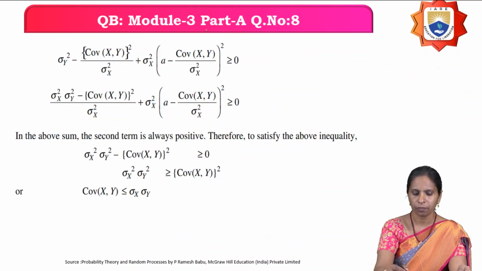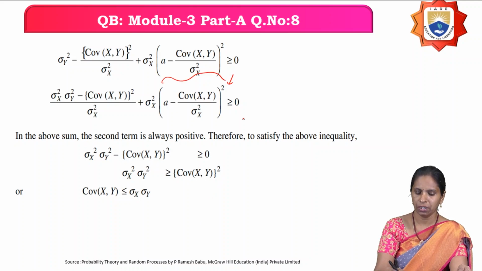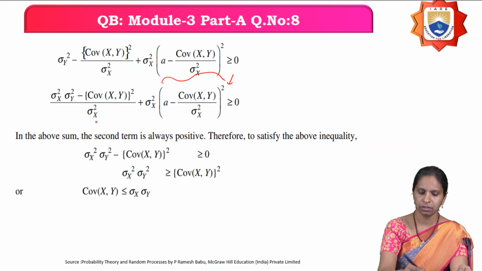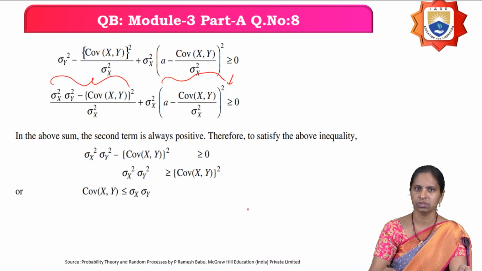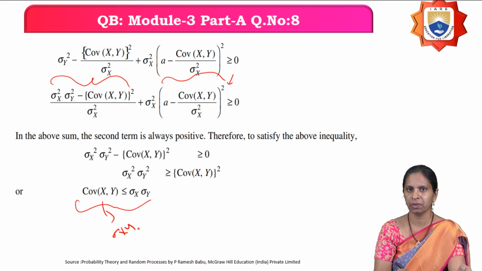After that, you just take the LCM of this. Then what can happen here? Sigma x square into sigma y square minus covariance squared, plus sigma x square into the other term. So this is a square, therefore this value is always positive. In order to make this expression valid, this numerator should always be positive. Therefore, sigma x square into sigma y square minus covariance of xy squared should be always greater than or equal to 0. From this, the covariance of xy is always less than or equal to sigma x into sigma y in magnitude. The covariance is represented by sigma xy also.